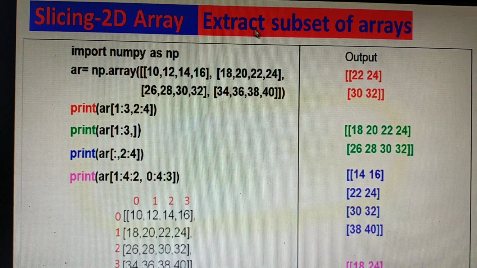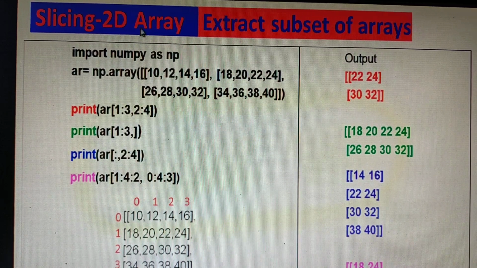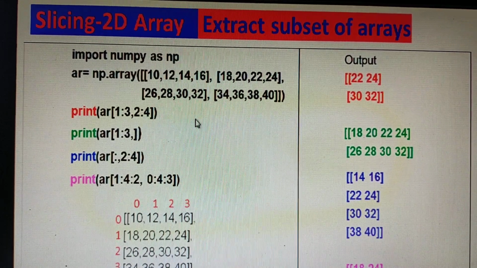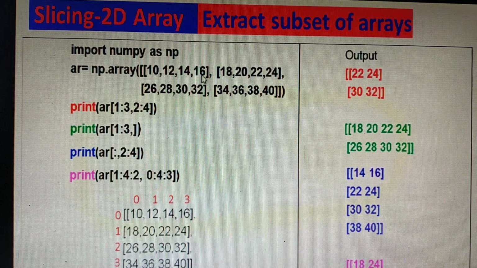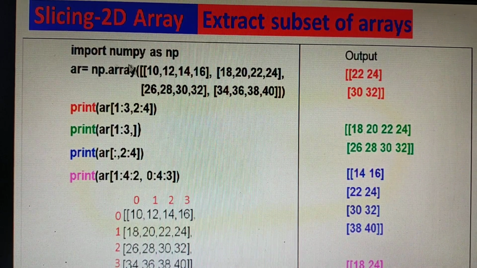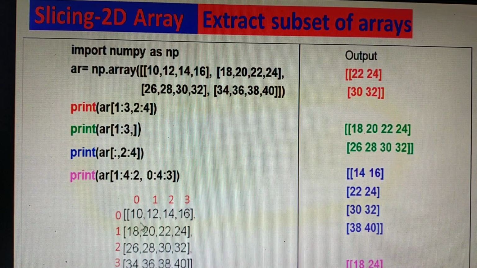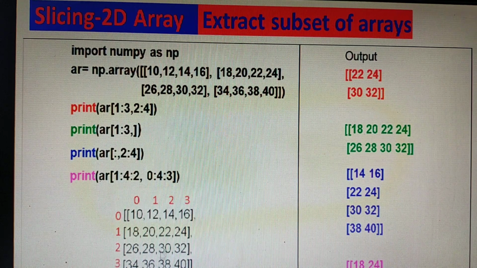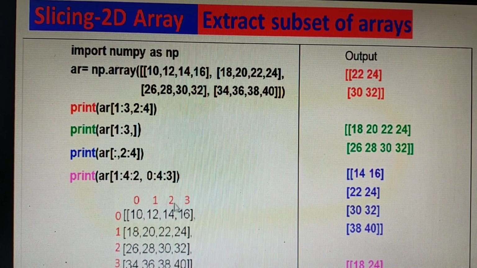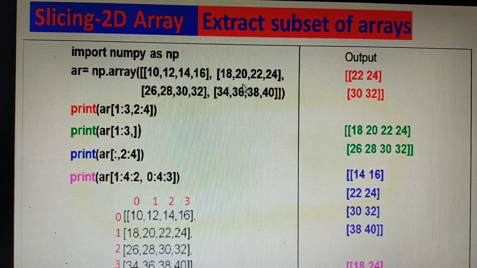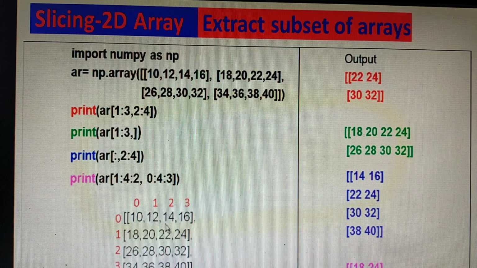Some more extracts. Now extract a subset array from the 2D array: slicing of a 2D array, where we have to extract the data from the 2D array. Here NumPy is imported and this is the 2D array. It will look like this type of array. Indexing is already done: 0, 1, 2, 3, 0, 1, 2, 3. Here you can see the same array written like this so that you can understand better.